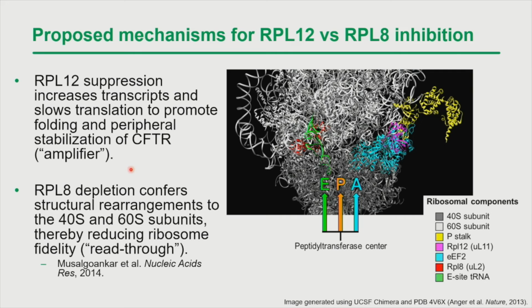In contrast, RPL8 depletion, we believe, might be conferring structural rearrangements to the 40S and 60S subunits, which could be reducing ribosome fidelity and so therefore acting in more of a read-through type capacity. And this is supported by earlier work performed in yeast that showed very similar findings. So it is proposed that they are having very differential effects.